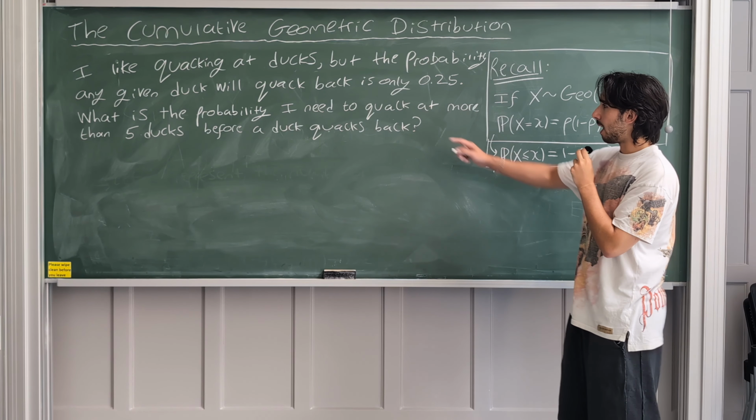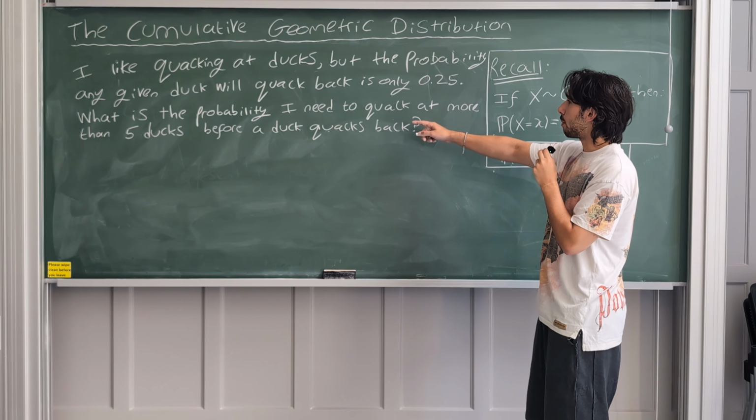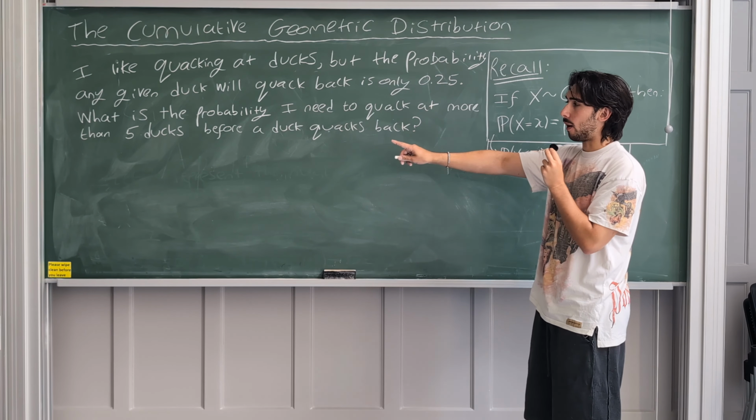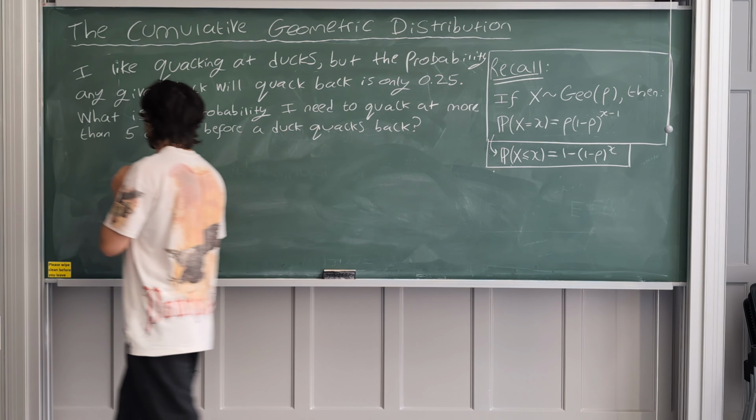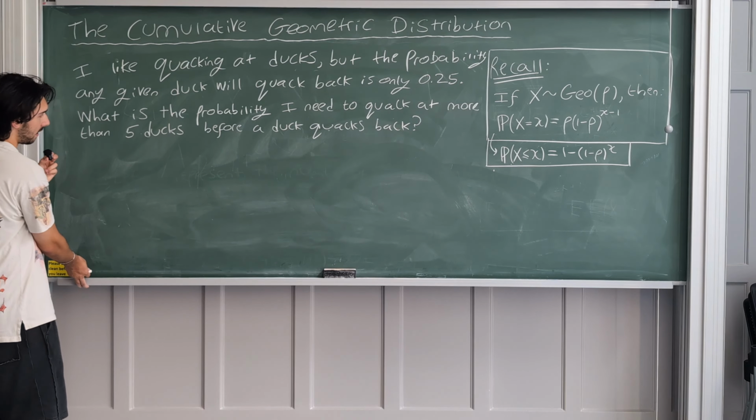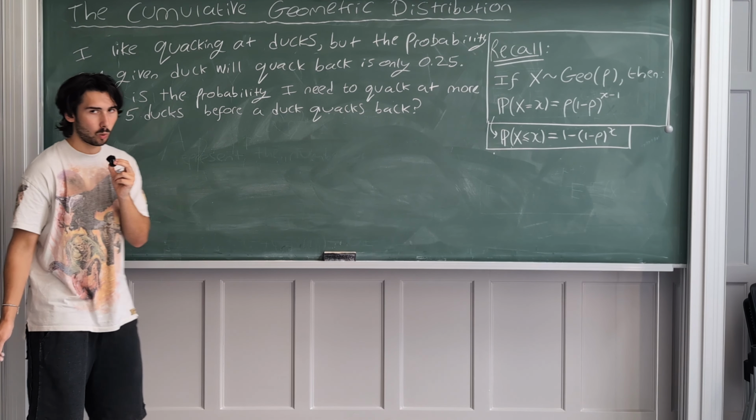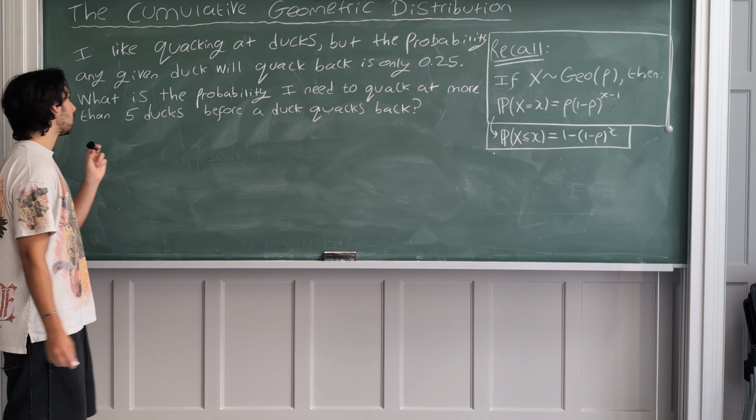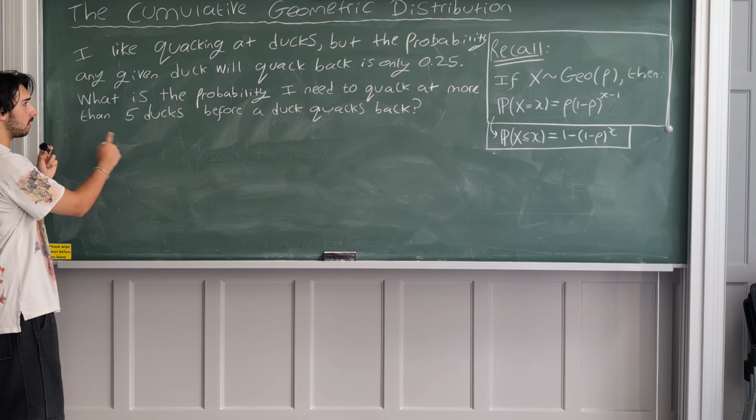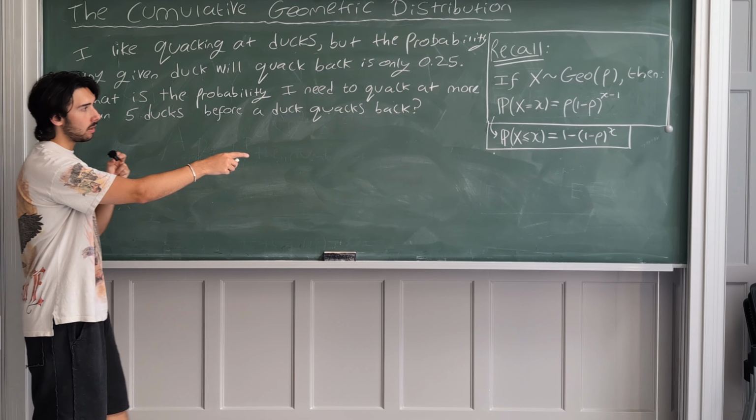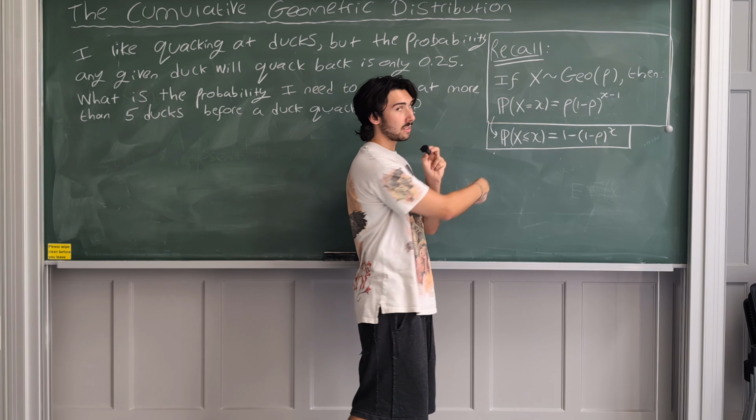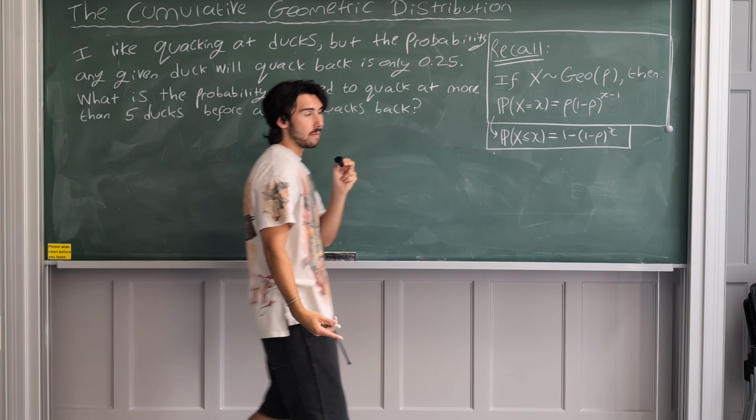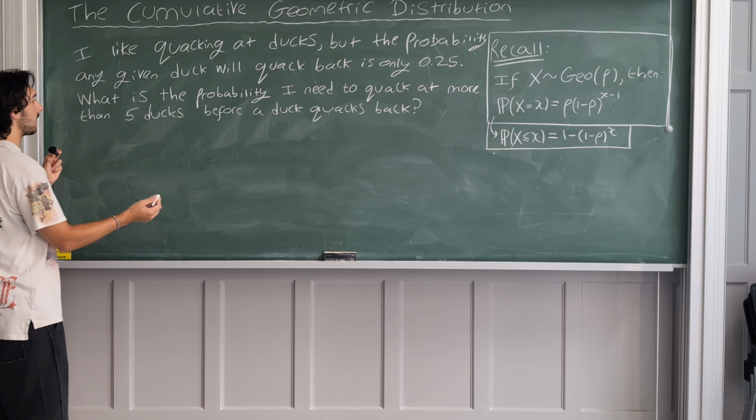First of all, be careful. I need to quack, what's the probability I need to quack at more than 5? There's 2 important things in that little part there, okay? First of all, more than 5 means 6 or more, okay? And also it's more than, not less than. This formula tells us the probability that we're looking at something less than a number, not more than it. So we have to slightly manipulate this.